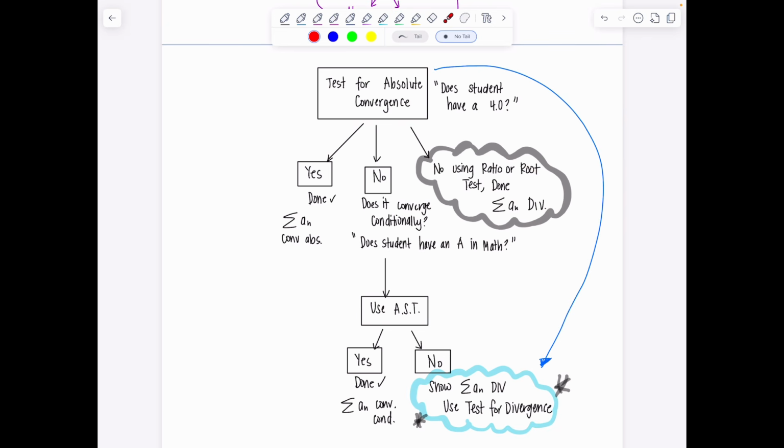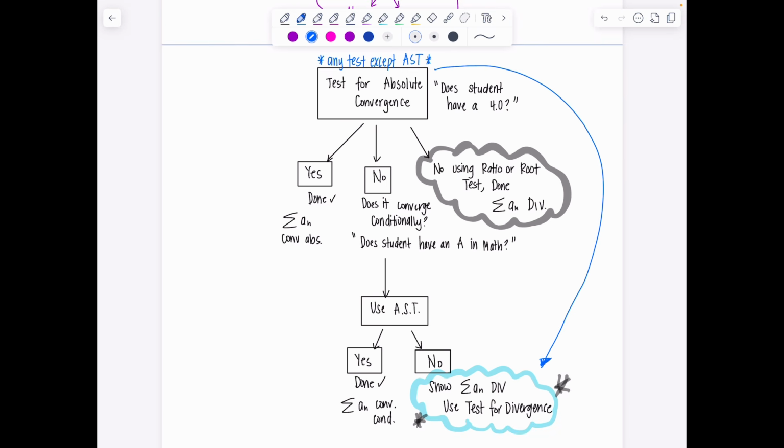Again, when you're testing for absolute convergence, you can use any test except which one? Very good, AST. AST is only for conditional convergence, okay? You guys, let's jump right in.